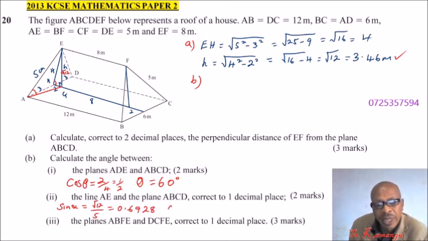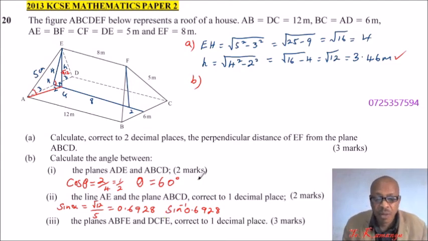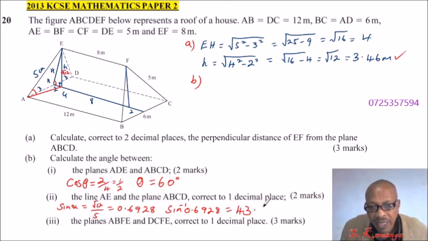When you divide that, you get 0.6928. So you can now get sine inverse of 0.6928, which you can do on your calculator. You press the inverse button and you put the bracket, the square root of 12 divided by 5, and close the bracket, and that will give you the angle is equal to 43.9, and this is to 1 decimal place, as we have been told here. So you get 2 marks by doing that.